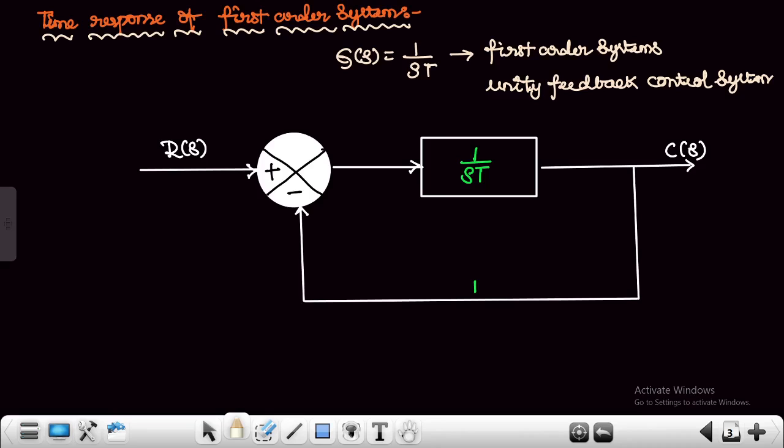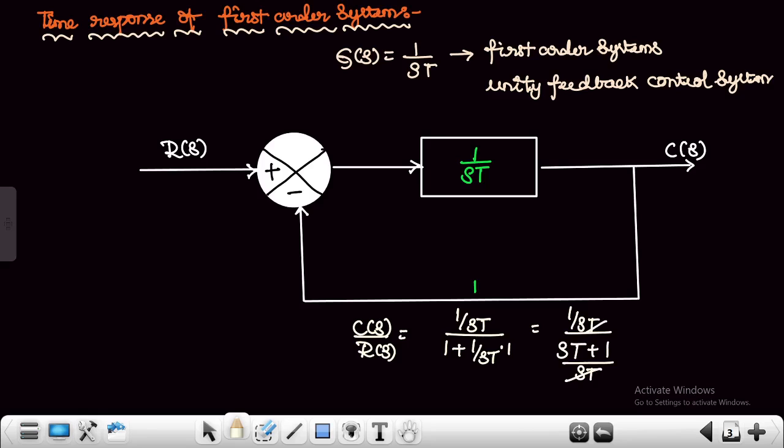Here C of s divided by R of s will become 1 by sT divided by 1 plus 1 by sT into 1. So what are you going to get? 1 by sT divided by, take LCM, sT plus 1 divided by sT, and sT gets cancelled. So we get 1 by 1 plus sT.